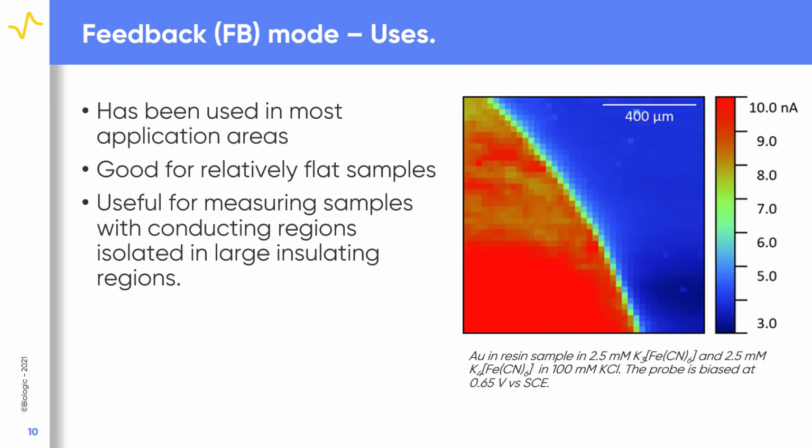As the most common form of SECM, feedback mode has been used in most application areas in which bulk electrochemistry has been used. Feedback mode is useful for measuring flat samples. Because the sample does not need to be biased, feedback mode is particularly useful for measuring samples with conducting regions isolated in large insulating regions. These could be difficult to measure by other means.